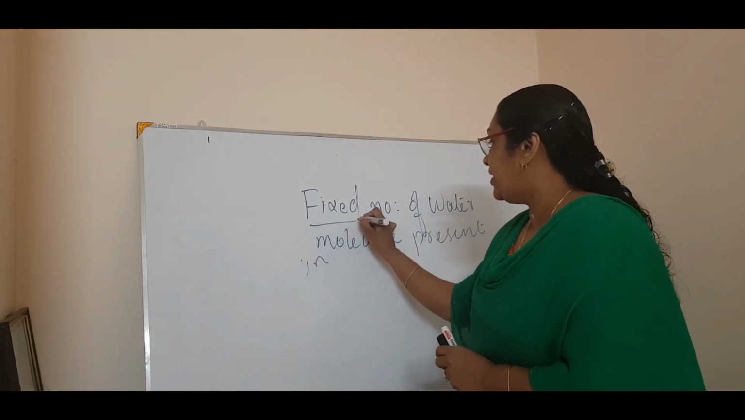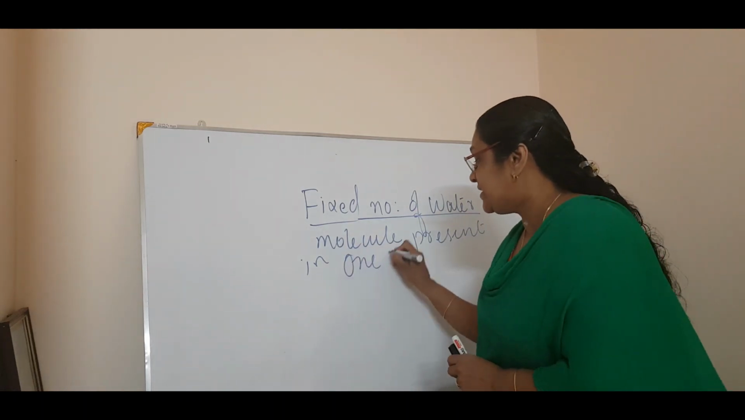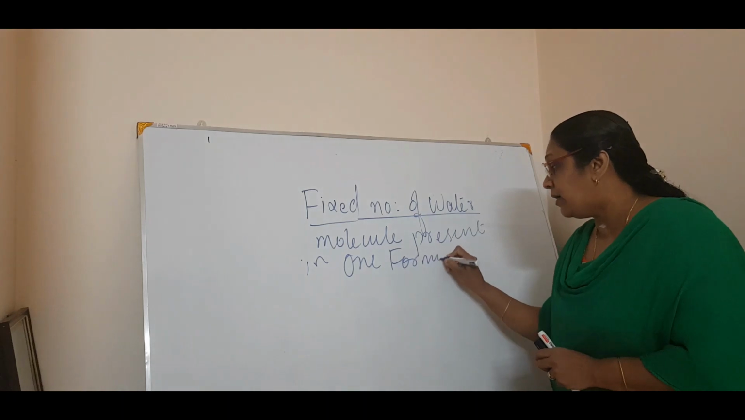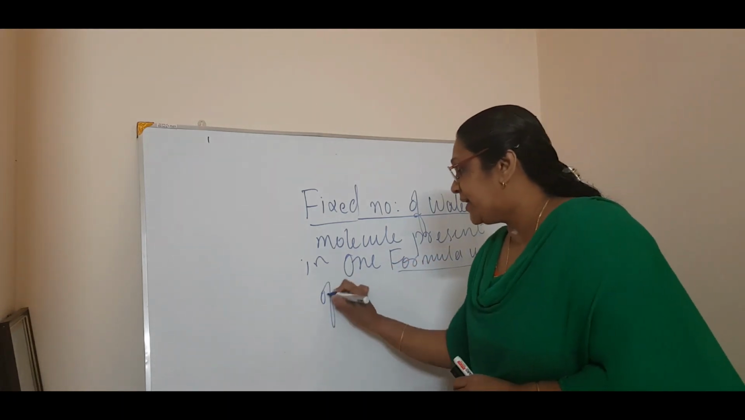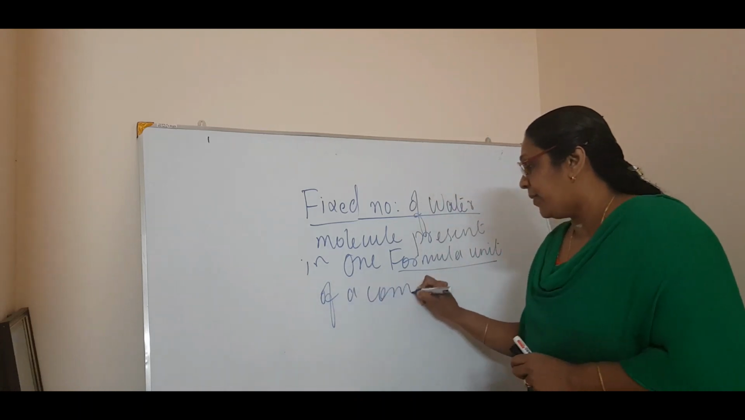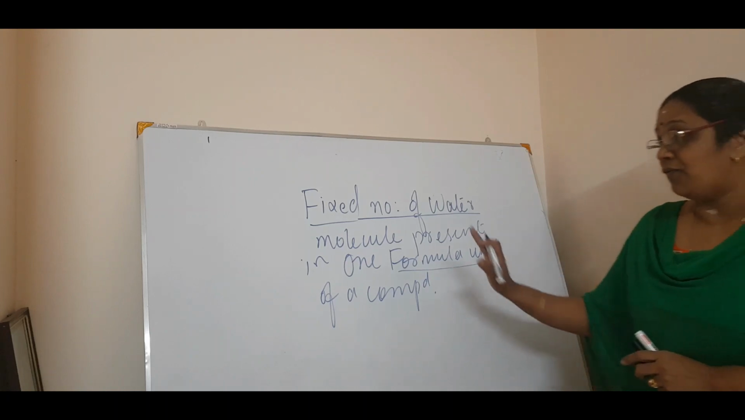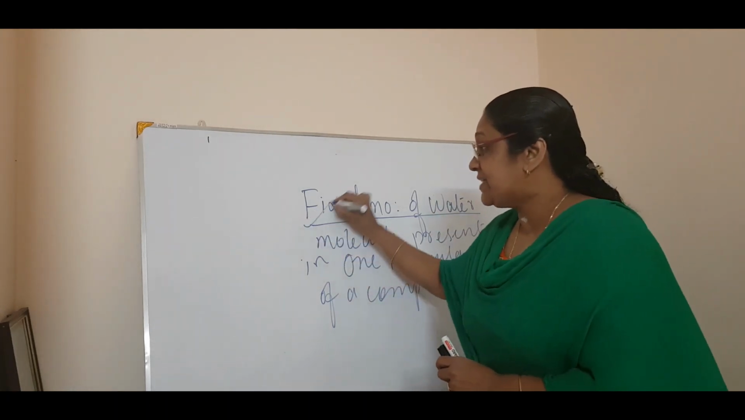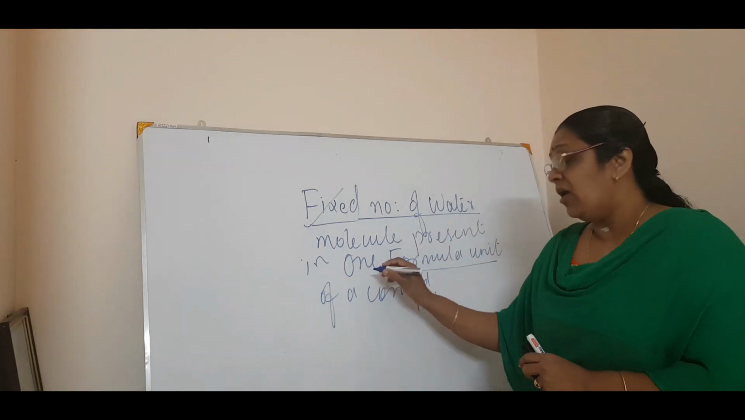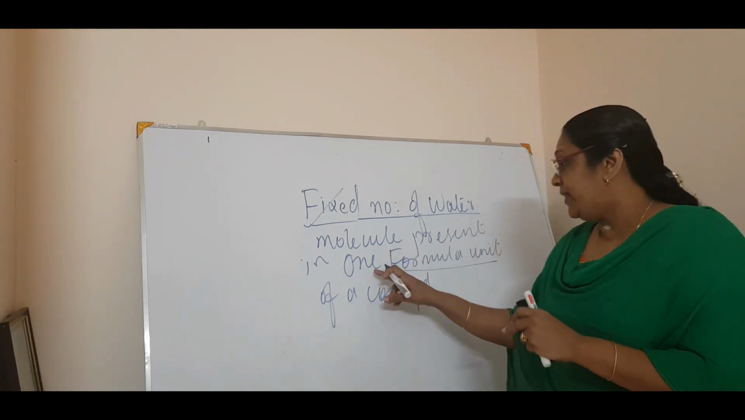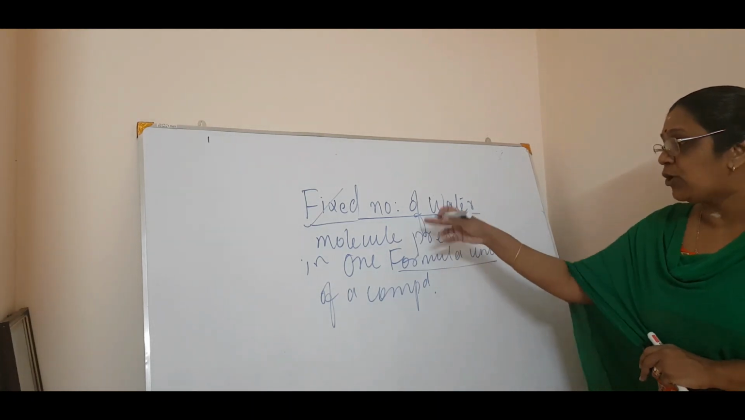The first value point is fixed number of water molecules present in, the next value point is one formula unit of a particular compound. See, this is the correct definition of water of crystallization. It is the fixed number of water molecules present in, or chemically bonded with, one formula unit of this compound. Now we will see what exactly this means.